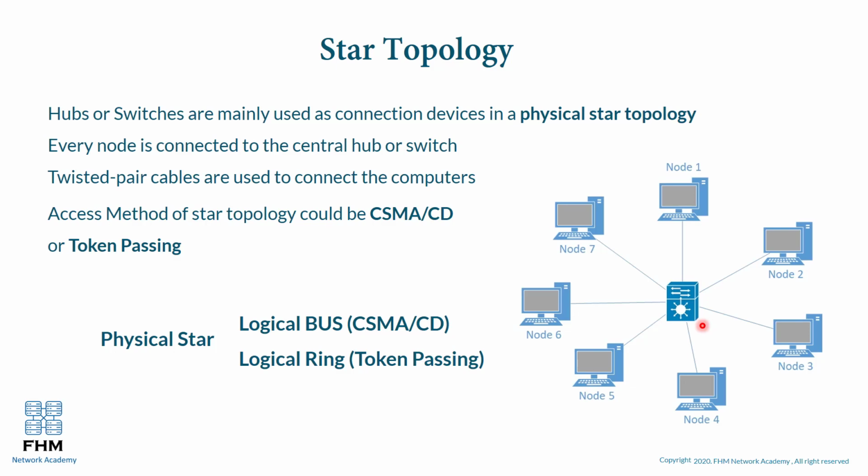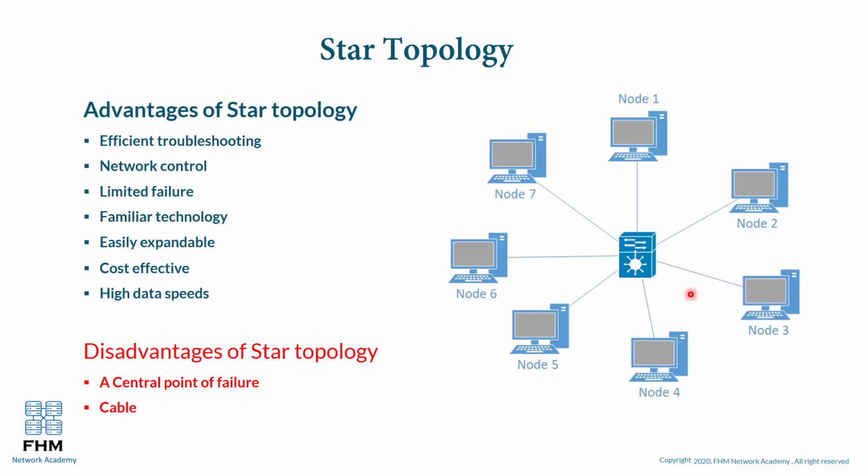Let's talk about advantages and disadvantages of star topology. Efficient troubleshooting is the first advantage of star topology. I mean, troubleshooting is quite efficient in a star topology as compared to bus topology. In a bus topology, the manager has to inspect kilometers of cable to find the problem. In a star topology, all the stations are connected to the centralized network device. Therefore, the network administrator has to go to the single station to troubleshoot the problem.